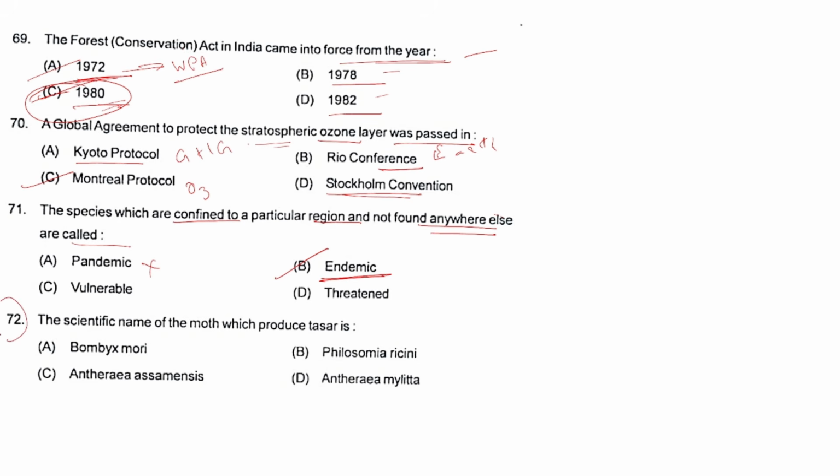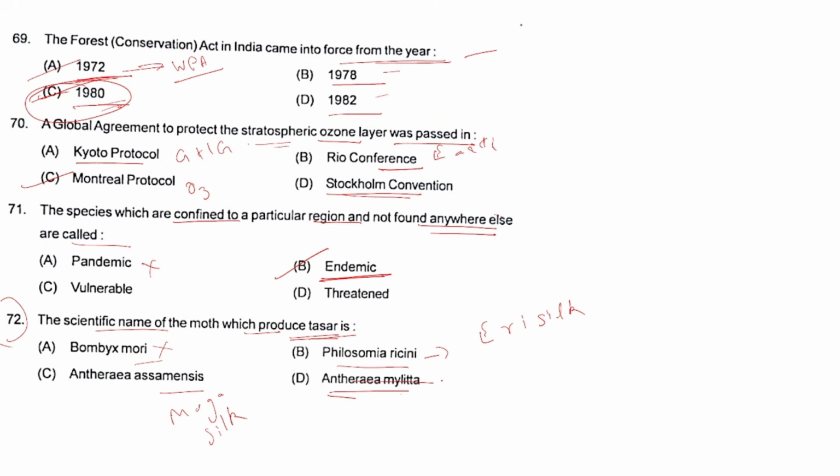Then question number 72. The scientific name of the moth which produces tussar is Bombyx mori. No, this is the mulberry silk. Antheraea assamensis. No, this is also wrong. Antheraea assamensis is for Muga silk. Then again your Philosamia ricini. This is for your eri silk.